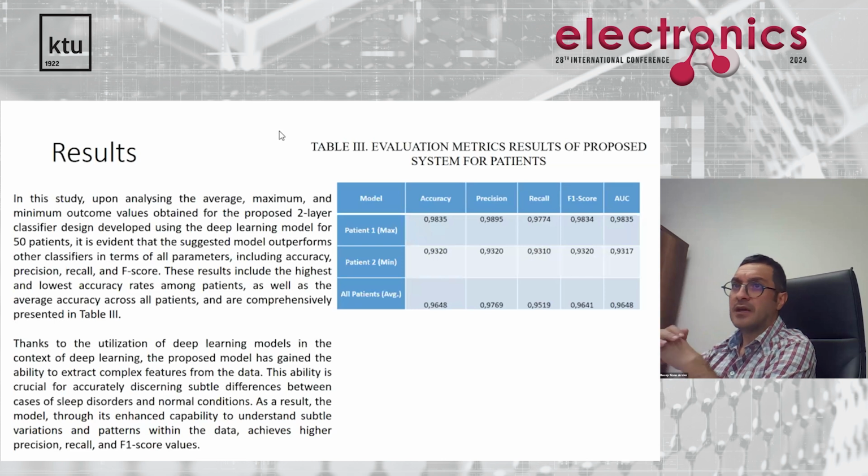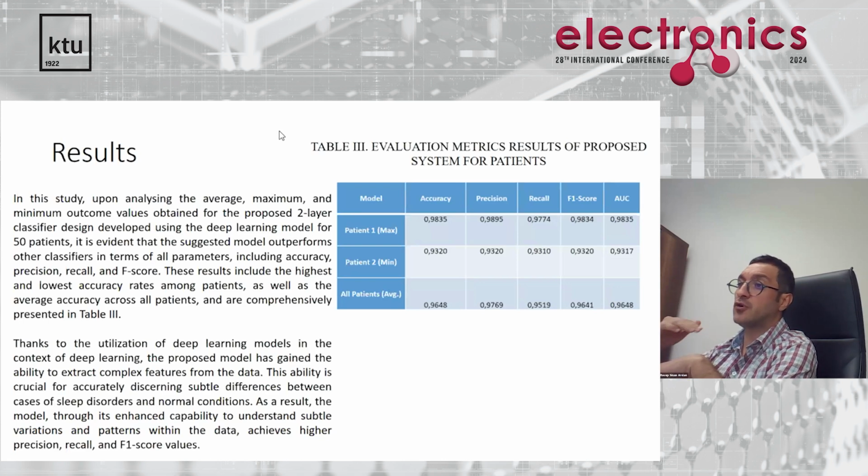And the results. In the study, we analyzed the average, maximum, and minimum outcome values obtained for the proposed two-layer classifier design developed using the deep learning model for 50 patients. It is evident that the suggested model outperforms other classifiers in terms of all parameters, including accuracy, precision, recall, and F-score. These results, including the highest and lowest accuracy rates among patients, as well as the average accuracy across all patients, are comprehensively presented in table 3.